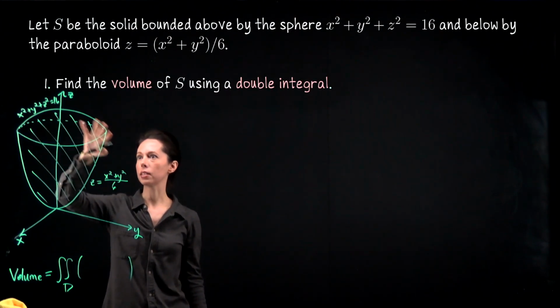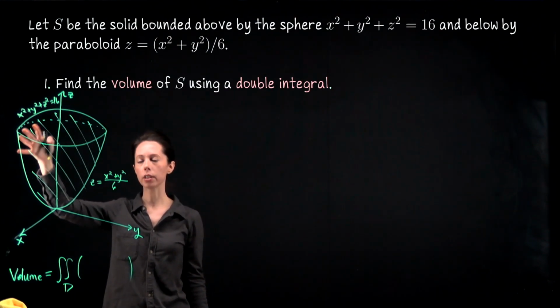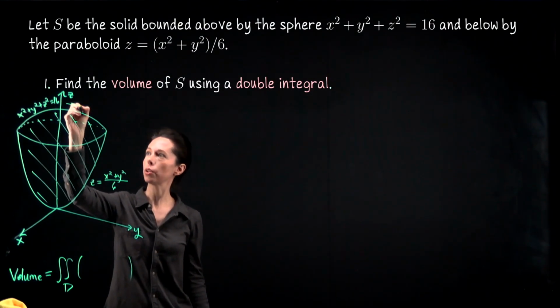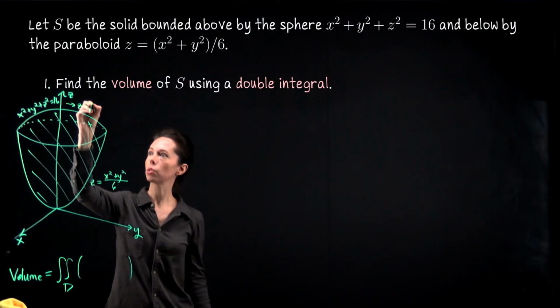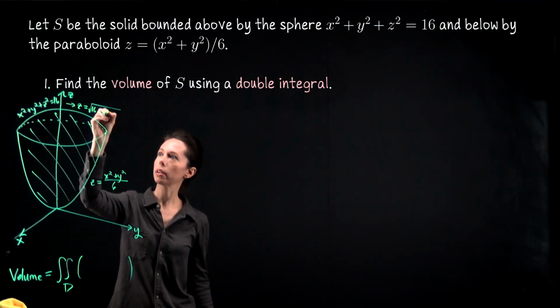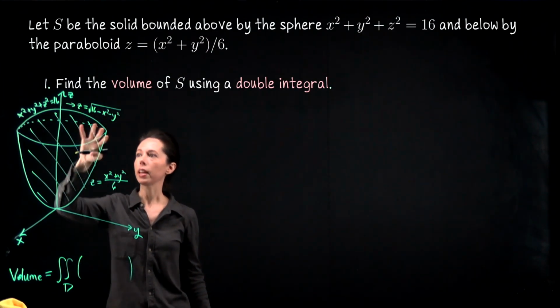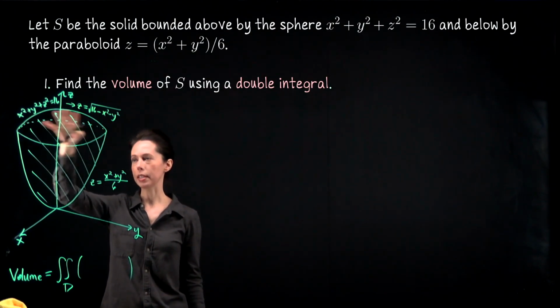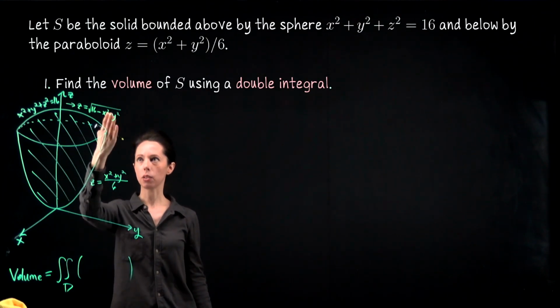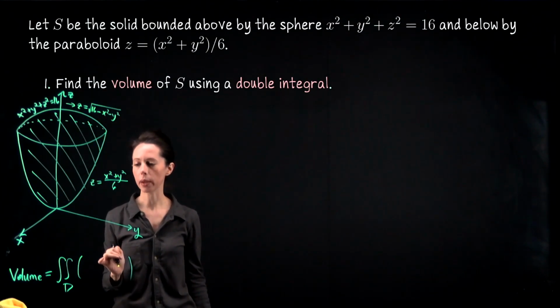I want to think of this top one, which is currently an equation relating x, y, and z, as the graph of a function. So I'm going to switch this to z equals the square root of 16 minus x squared minus y squared, so that I can think of this upper surface here as the graph of the equation z equals f of x and y, where f of x and y is the square root of 16 minus x squared minus y squared.